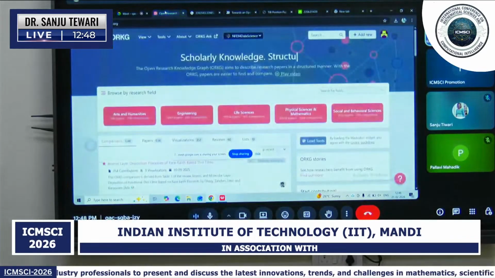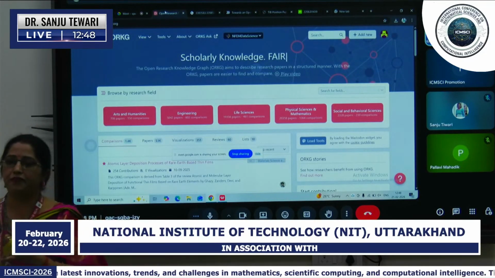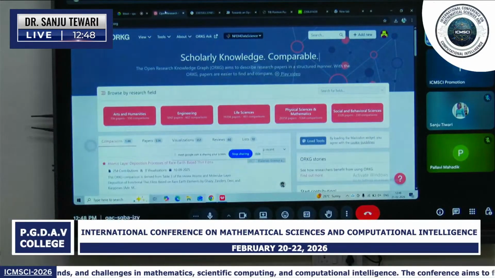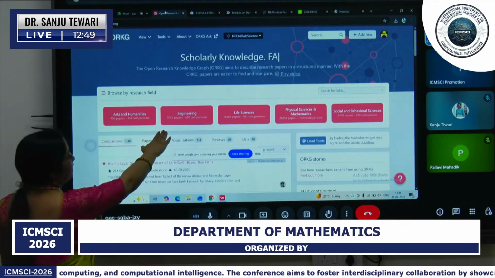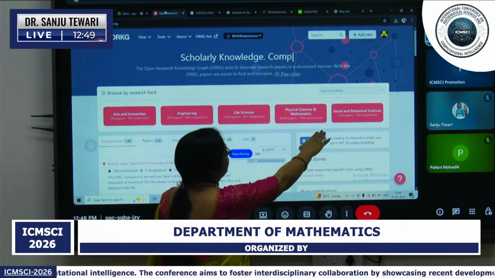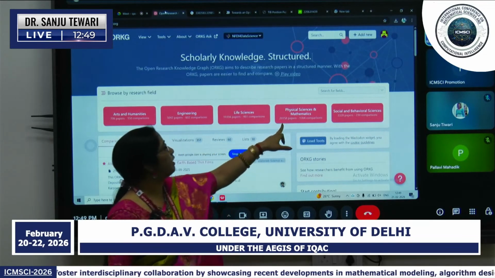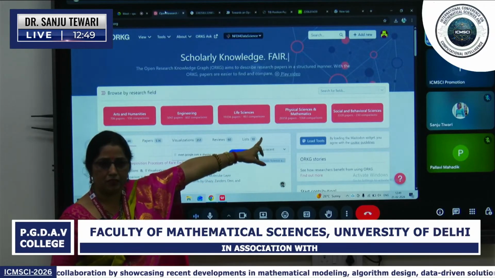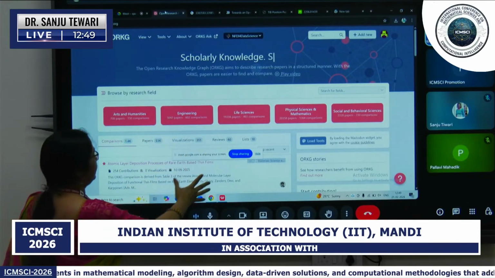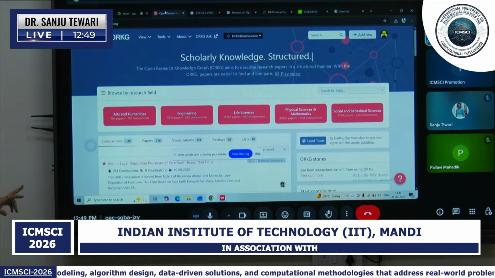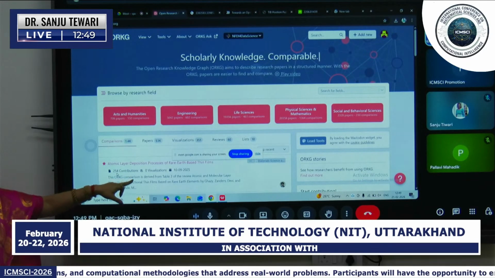This is the main window, and it is not focused on any specific domain like computer science. All the streams are there: arts and humanities, engineering, life sciences, physical sciences, and social and behavioral sciences. You can see physical sciences and mathematics have the highest number of papers in this tool. Anyone can go and find things. If I click here, this is one of the papers, and the highest, 254 contributions, are compared here.